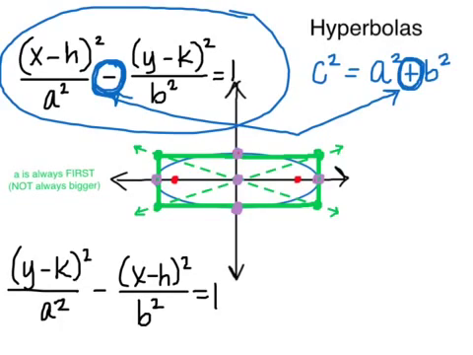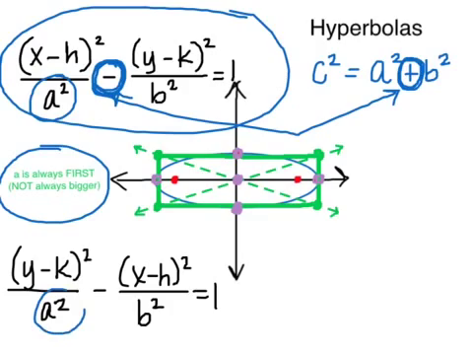Now, the other big difference between a hyperbola and an ellipse is that A is not always bigger now. A is not going to be the bigger number. A is going to be the first number. And so a² is going to be in the first spot every time. So they're not labeled A and B, but you just got to know in a hyperbola, it's not the bigger number, it's the first number on the bottom.